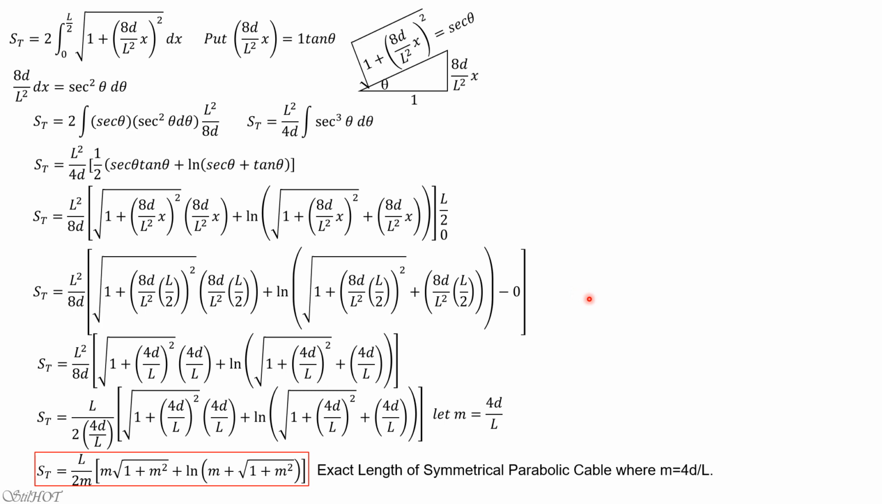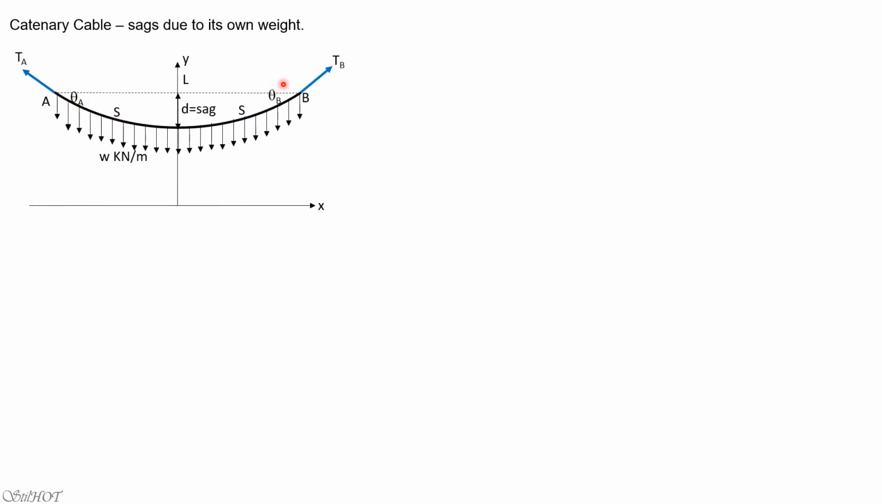So that's it for the length of a symmetrical parabolic cable. Let's now have the theory on catenary cables. It sags due to its own weight. There's no other load except its own weight. So this is the configuration.